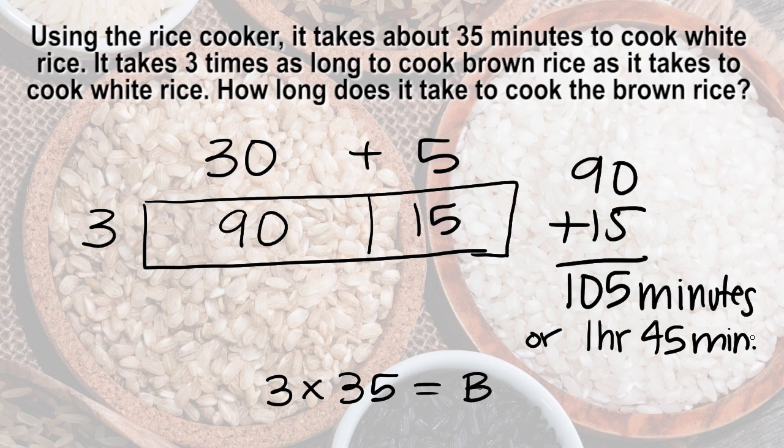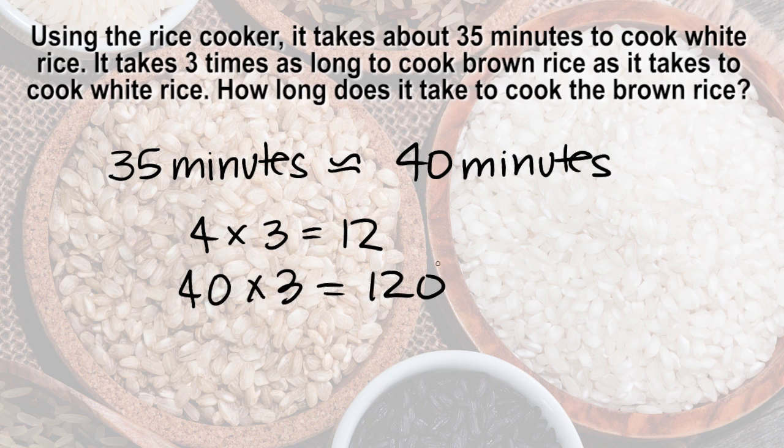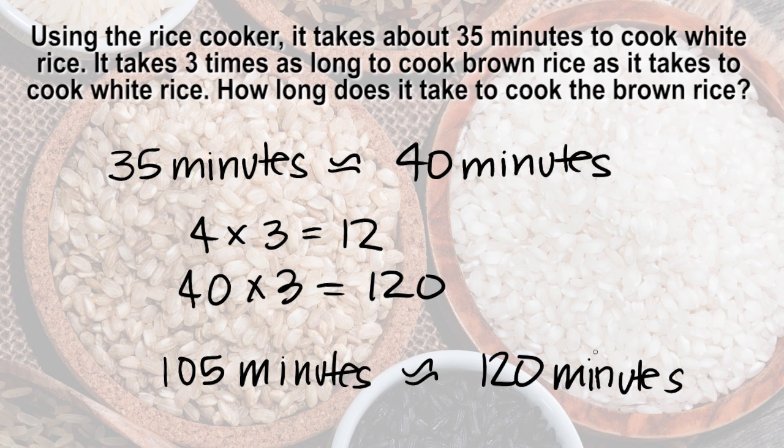Looking back, does the answer make sense? I can use estimation to check. 35 rounds to 40, and 4 times 3 equals 12. So 40 times 3 must equal 120. 105 is close to 120, so the answer is reasonable.